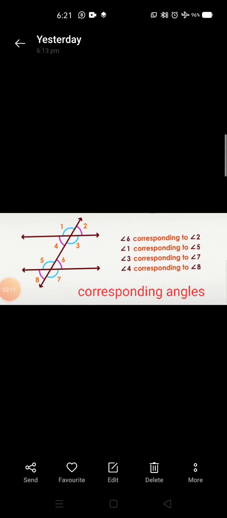Now look at another example. Two lines are parallel and one is a transversal line in this example. Now there are so many corresponding angles. So let us find out. Angle 6 is corresponding to angle 2. 6 and 2 both are in the same direction. So 6 and 2 are called corresponding angles.